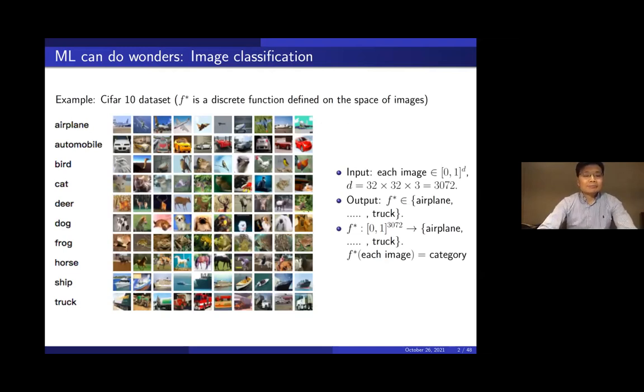So let me start with what machine learning can do. Machine learning can really do wonders. My first example is image classification. What you're seeing is what is called the CIFAR-10 data set. These images belong to one of the 10 categories: airplanes, automobiles, and so on. The task is to classify the images, meaning that for each image, we're supposed to tell automatically what the content is out of the 10 categories. This is a very classical example.